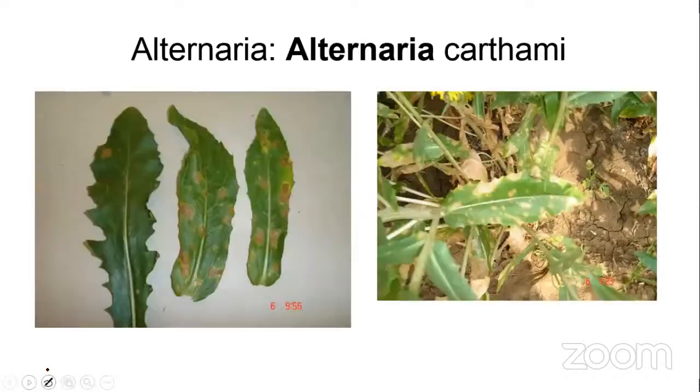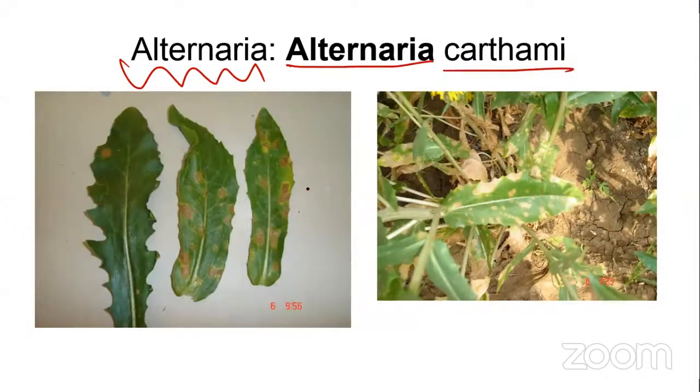Do you have any doubt? Okay. Then safflower, right? With respect to Alternaria blight, which is caused by Alternaria carthami, here also you can see the target board symptom. I assume you are able to see it here, right?